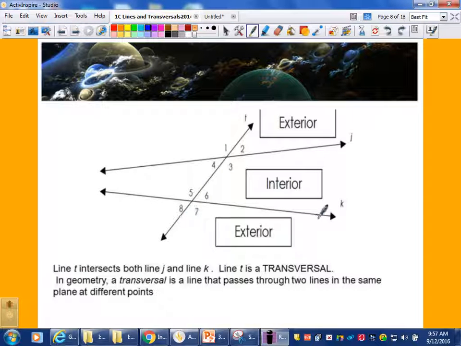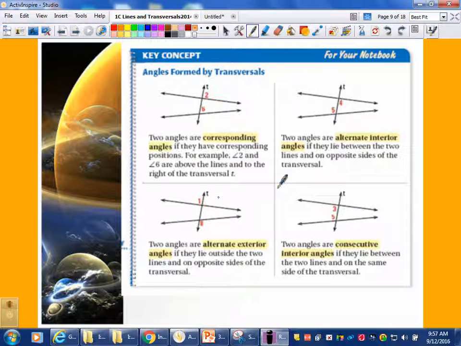Now, if we look at this diagram, line T is intersecting lines J and K. Line T is called your transversal. So line T is my transversal. Okay? A transversal is simply a line that passes through two lines in the same plane at different points. They all have to be in the same plane. Now, when you have a line that passes through two lines on the same plane, you have a transversal, and there are some relationships and angles formed by a transversal.